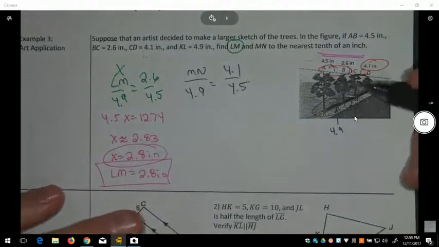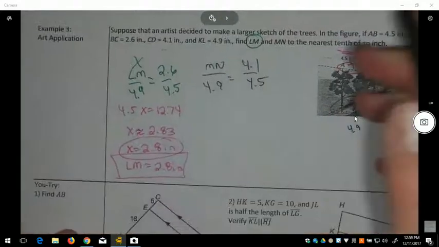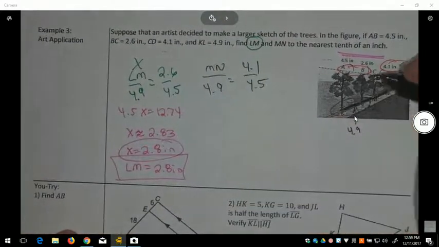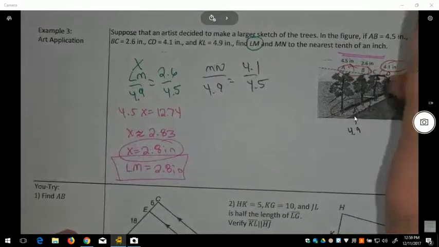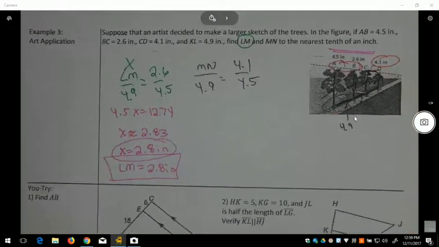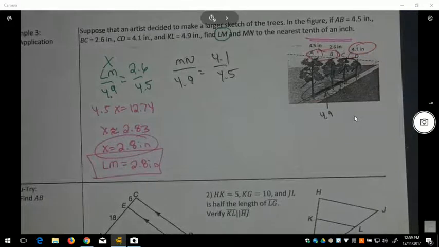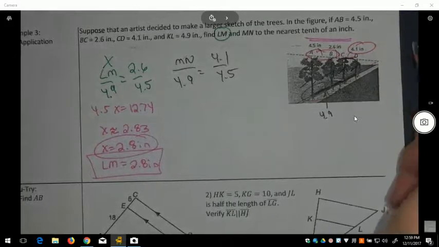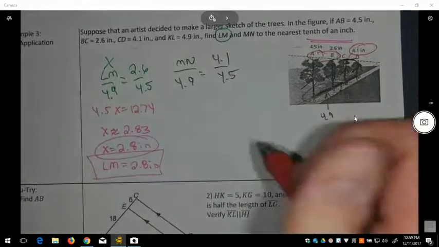As long as these lines are parallel, and we're assuming, okay, in the sketch, that the trees are parallel. They're all perpendicular to the ground. Trees usually grow perpendicular to the ground, and so that's why we're assuming the trees are parallel. If they weren't, then this wouldn't work.